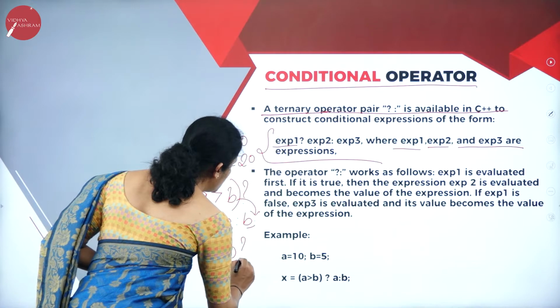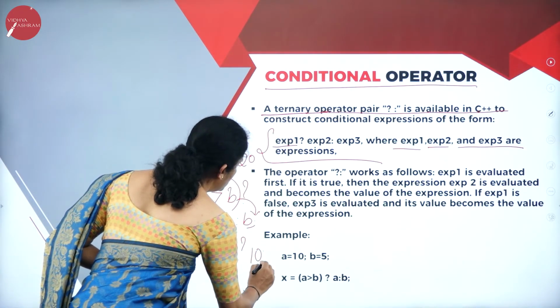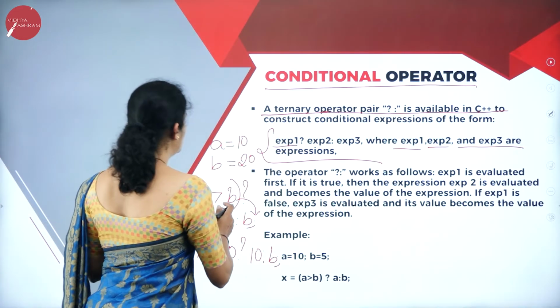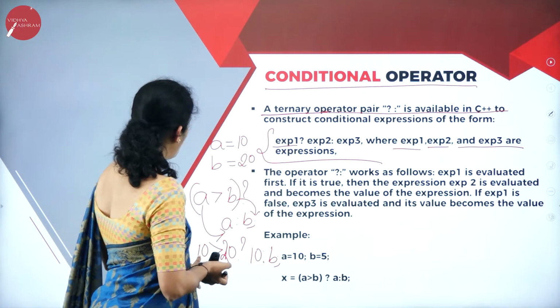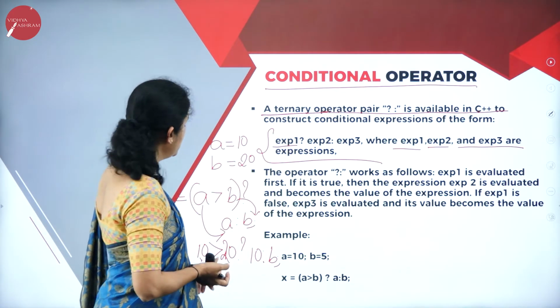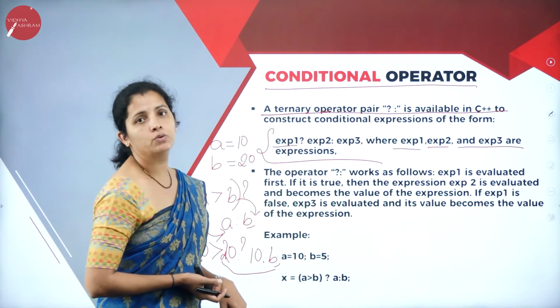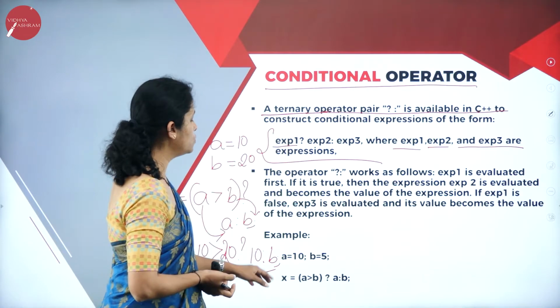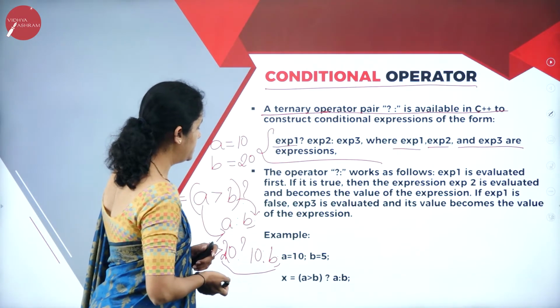So what is it going to return? It is going to return the value B. Because what's the A value? 10. Is 10 greater than 20? It is false. So what is the value it is going to return? It is going to return the value B. So what is B here? B is nothing but the 20.